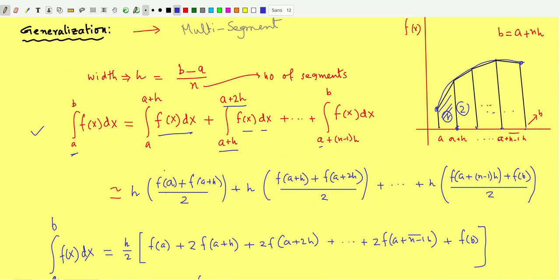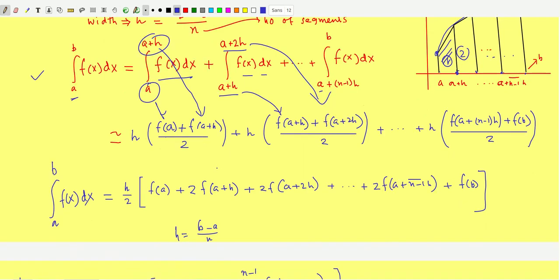Here it is very straightforward: f(a) plus f(a plus h), divided by 2, multiplied by h, and similarly f(a plus h) plus f(a plus 2h), divided by 2, multiplied by h, all the way to f(a plus n minus 1 h) plus f(b) by 2. This is all about the multi-segment, or n-segment, generalization of the trapezoid rule.